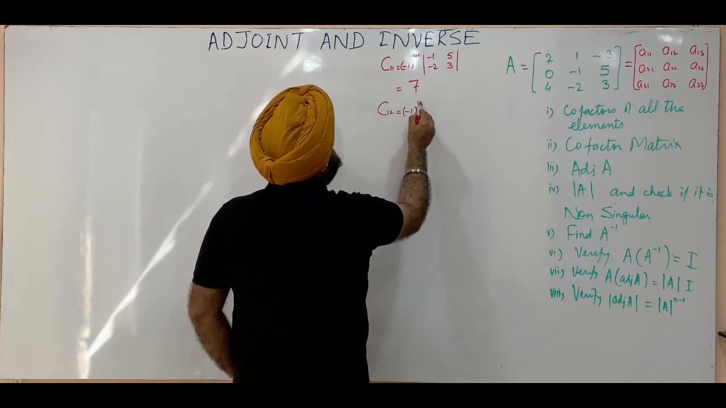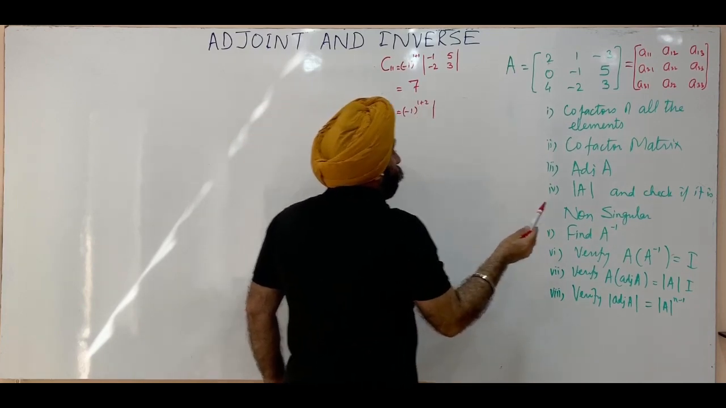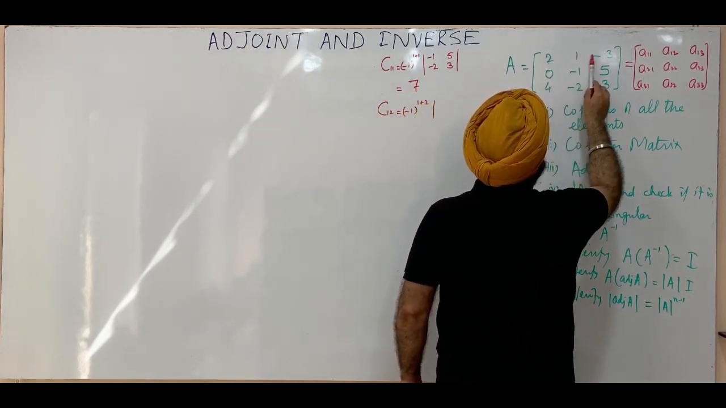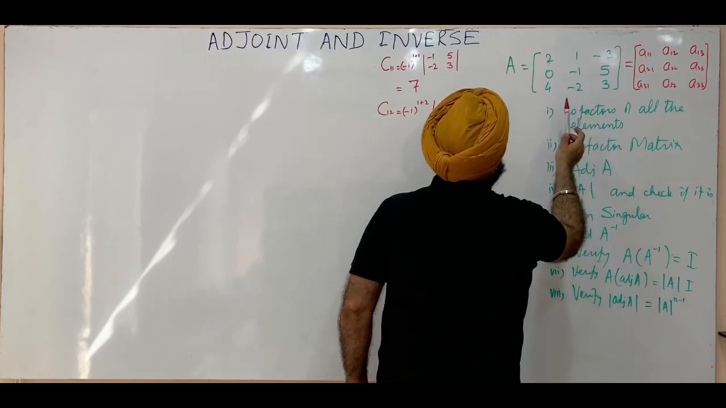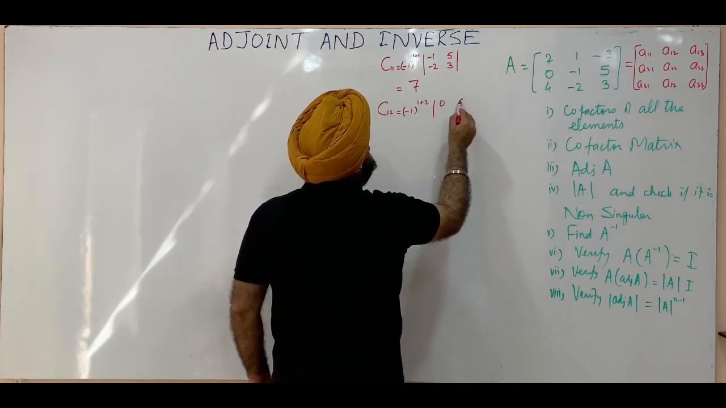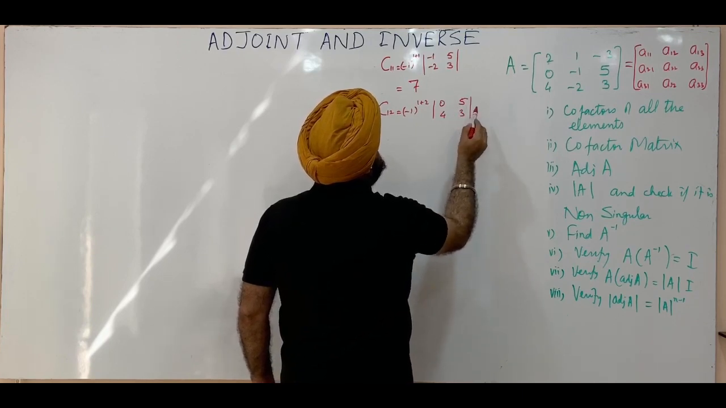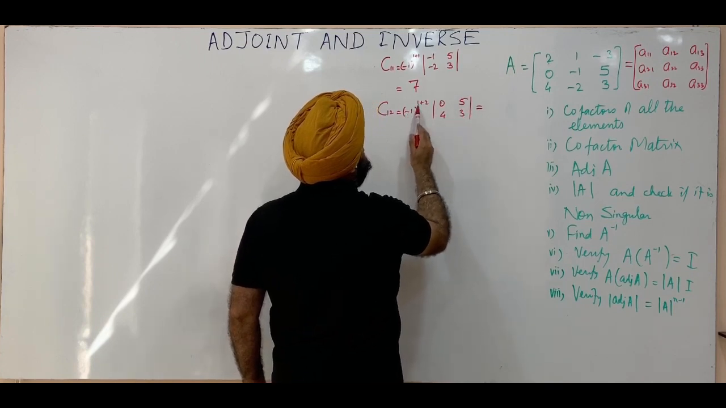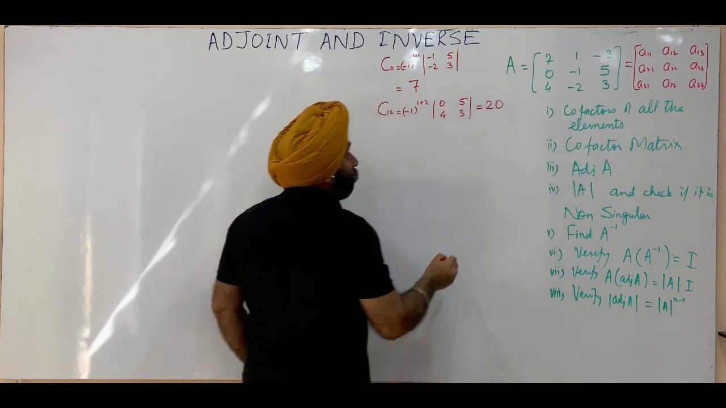C12. 1 plus 2 into, for this, leave this row and this column. We are left with 0, 5, 4 and 3. This is 4 and this is 3. This will be 0 minus 20 into this minus 1, so plus 20.